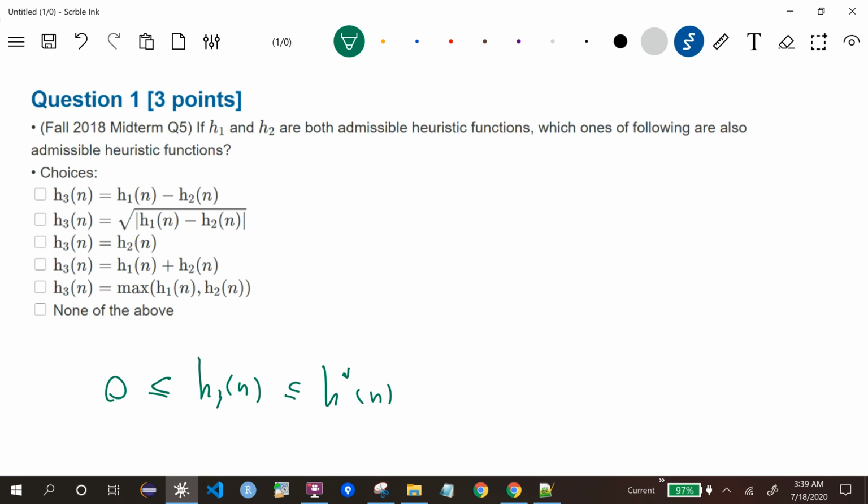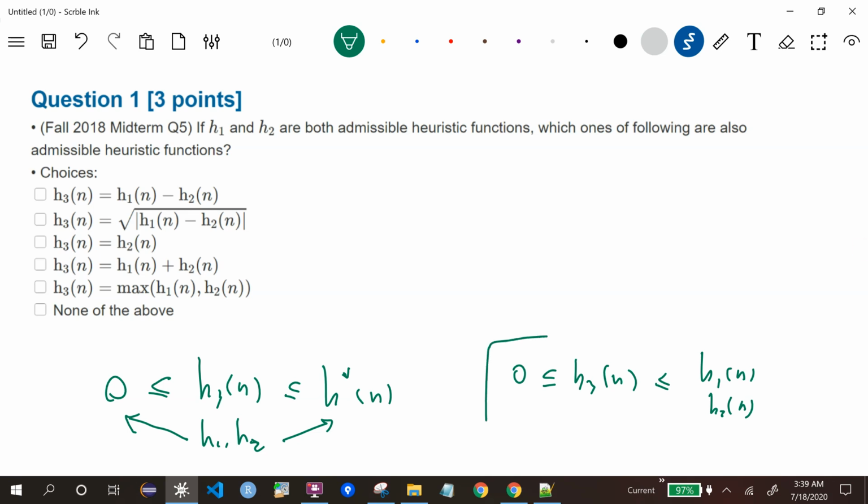So the information we know is H1 and H2. They both satisfy this condition. And in particular, H1 and H2 can both be 0, or they can both be H star, or one of them can be H star and the other one can be 0 or anything in between. So the key points are we should have this less than or equal to both H1 of n and H2 of n. So if you look at an expression like this, it can be used to eliminate most of the choices.